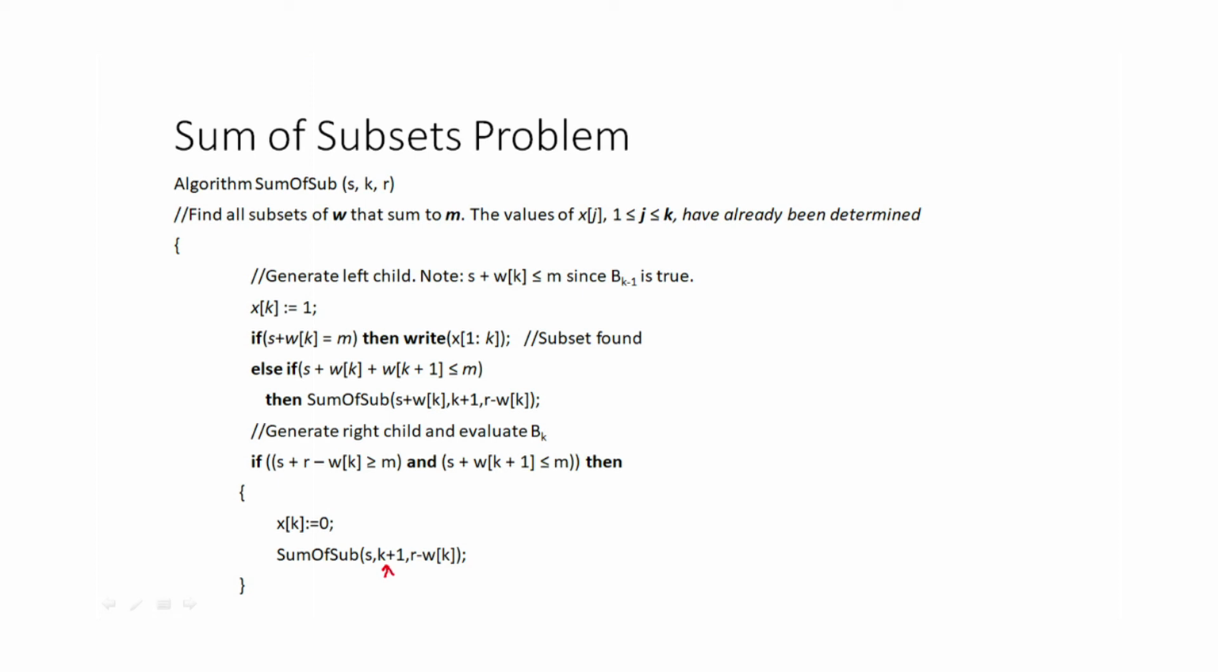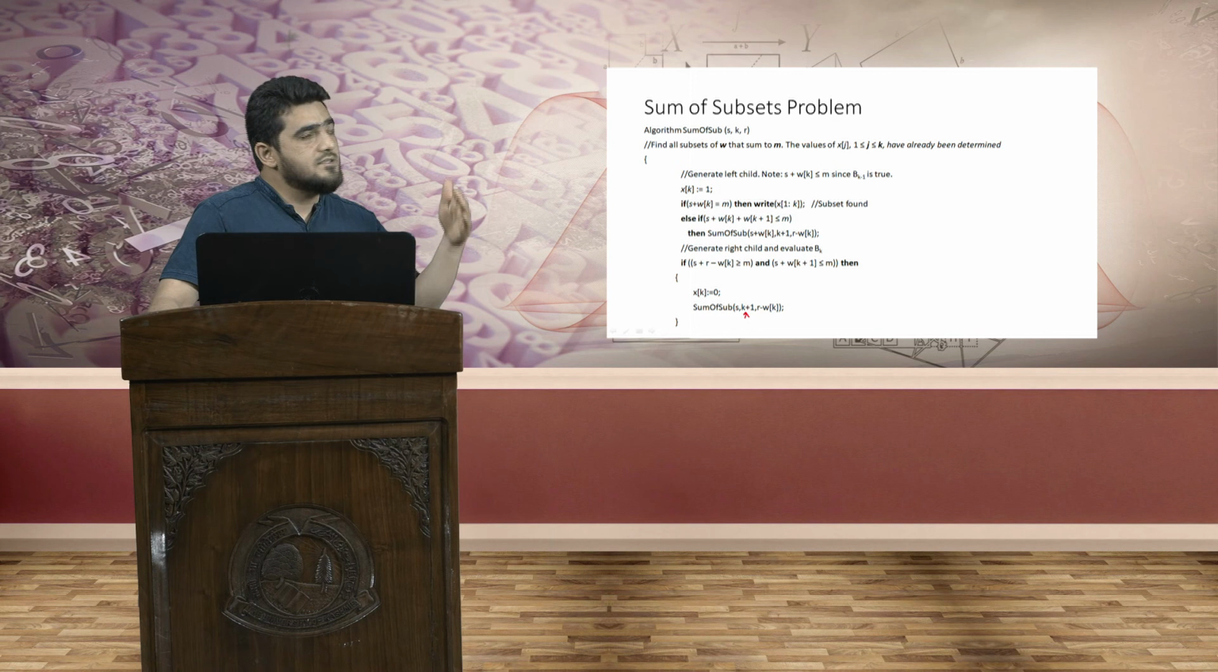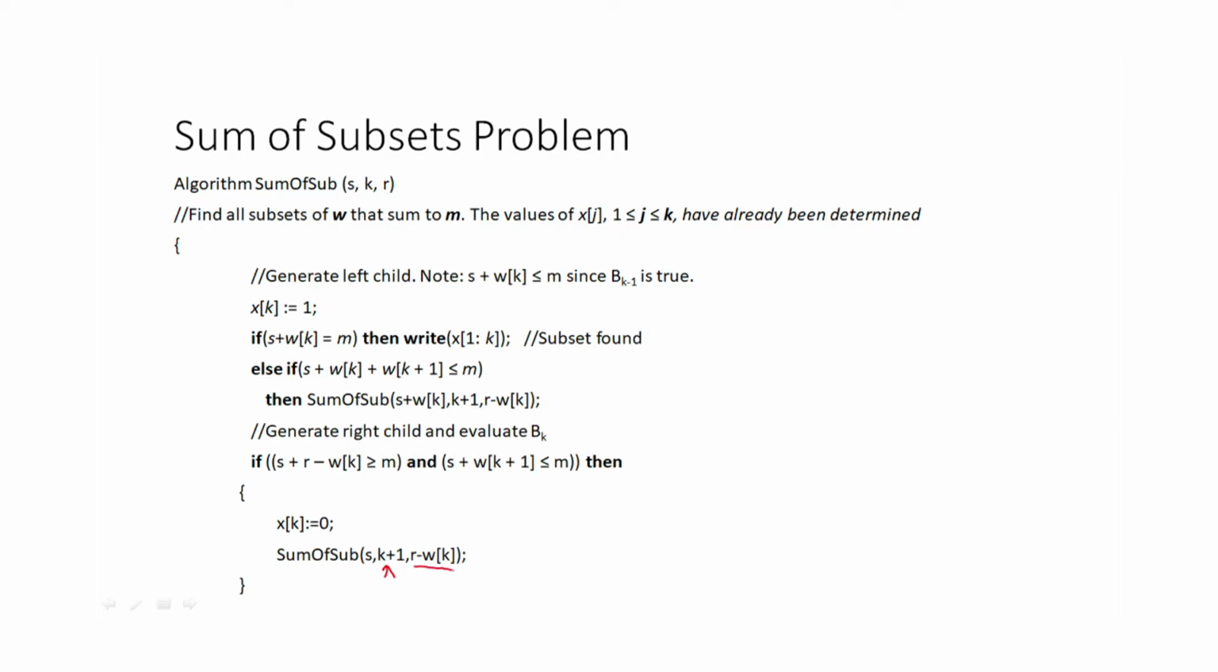So we are passing k plus 1, which means for the next level, we have to take the next decision. The remaining weights would be r minus wk. It means we are subtracting this weight that we just did not consider from the remaining weights, because we have not considered it so far and we will not consider it later as well. So the remaining weights would again be decremented by the weight that we were just considering. Although we have not used that to find the sum, it will still be decreased from the remaining weights.